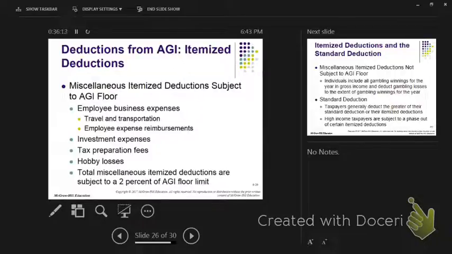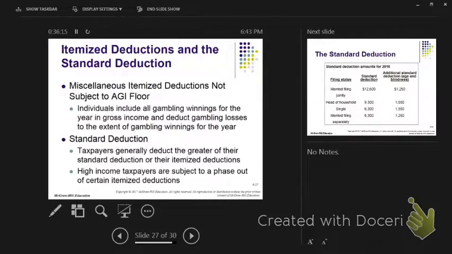So with other miscellaneous? I think they just go under other miscellaneous. They're not going to be subject to 2%. Here they go. See, miscellaneous here. They're not subject to any floor. They're just added into your itemized deductions.